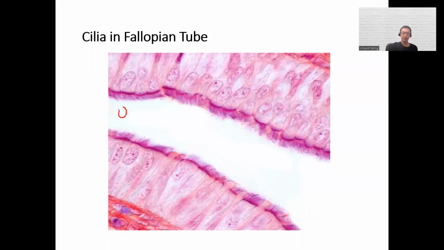So there is the egg that I just drew in, and the cilia kind of brush the egg along so that it knows where to go, to the uterus. So that's another location where you will find cilia.